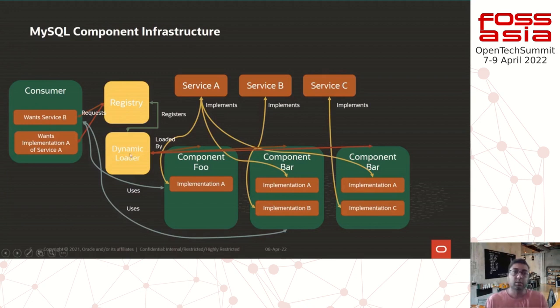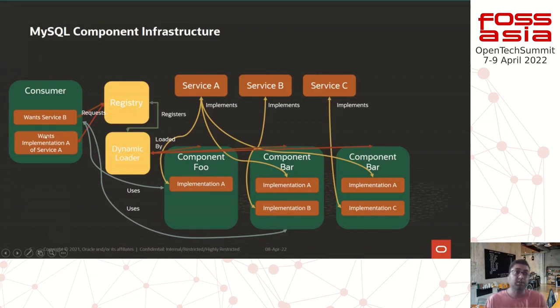And it registers all this implementation with the registry. So the components are producers of services, whereas if a consumer wants it, for example, on the left-hand side of the screen, you can see that there is a consumer service which wants to use the service B. It can request service registry to provide a handle to an implementation which provides service B, in which case this is component bar. A consumer can also request an implementation, not just the service.